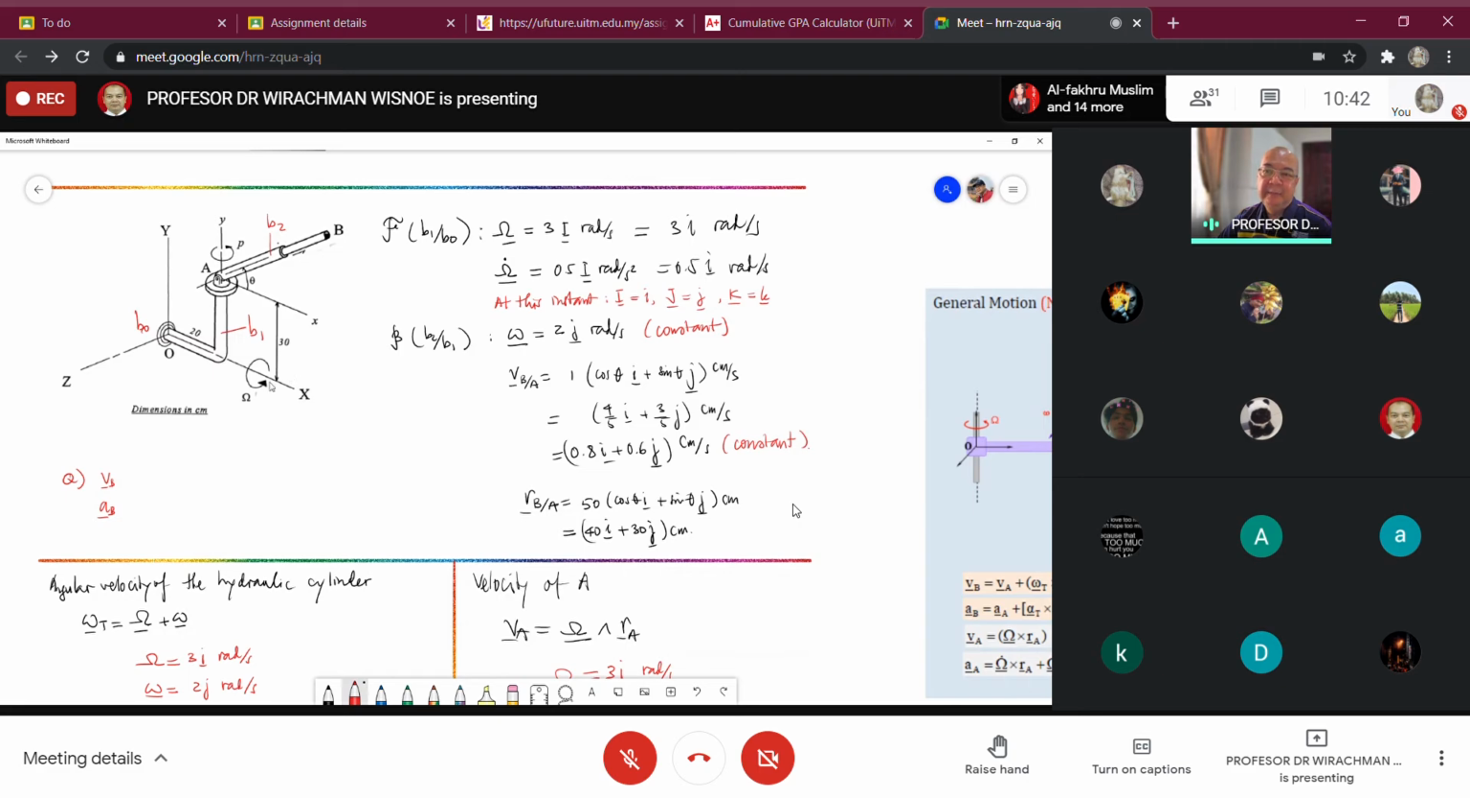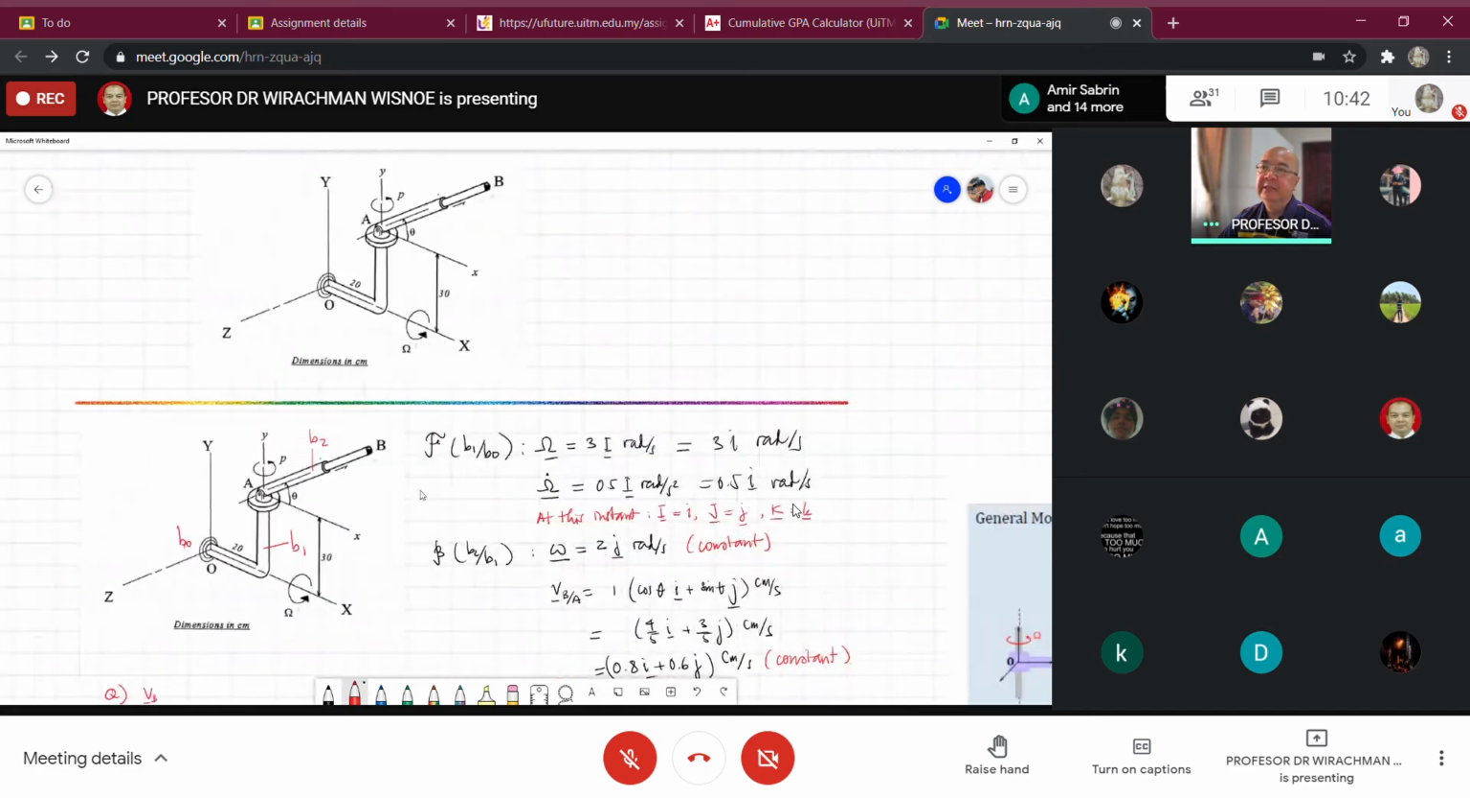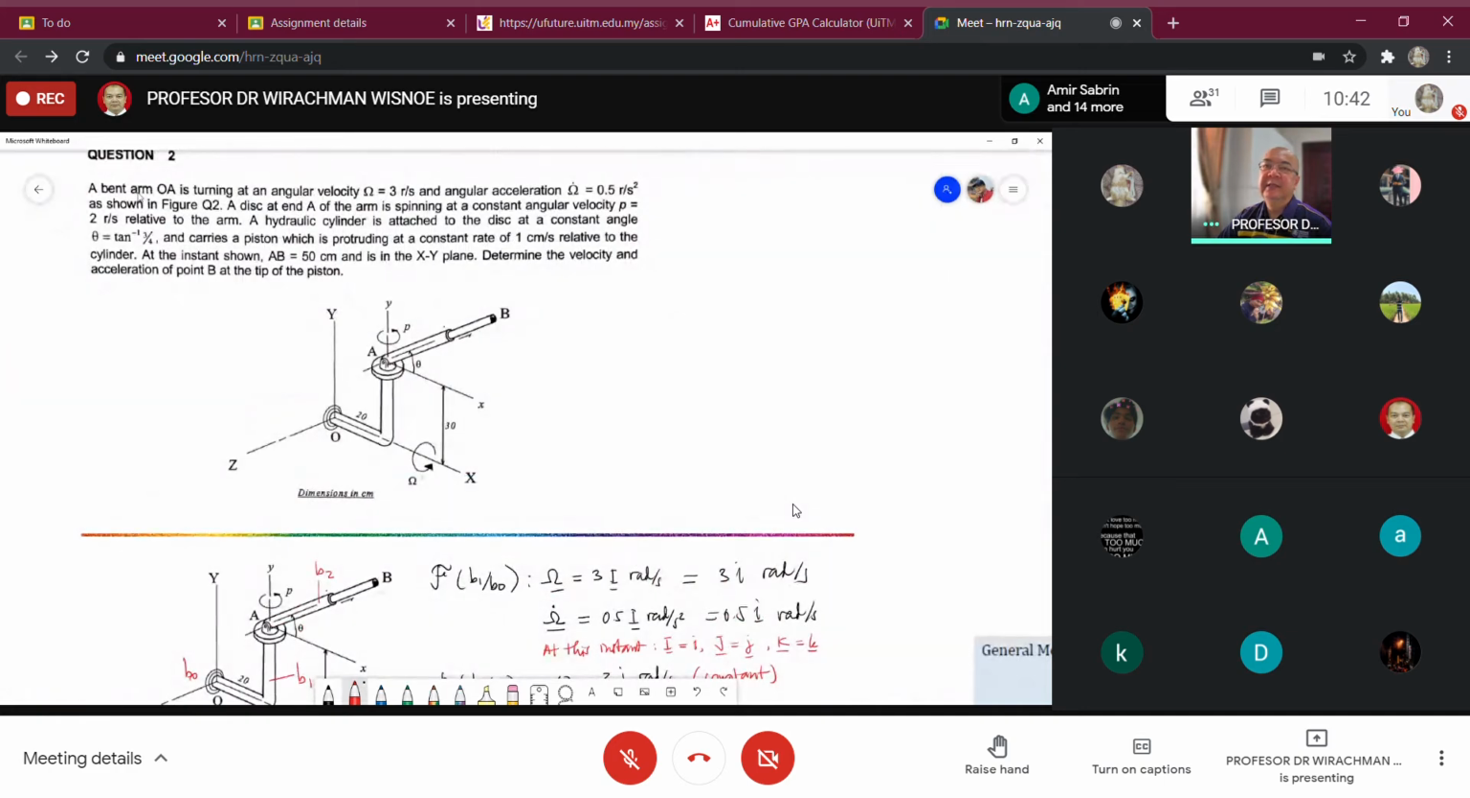acceleration of capital omega. If you read, let's see this one. You see, the bent arm OA is turning at an angular velocity omega 3 radian per second and an angular acceleration. So there is an acceleration. If there is no indication of what direction, you follow the drawing. In this case, the rotation is going to the positive X. And then the angular acceleration, it means this omega dot is also in the same direction.